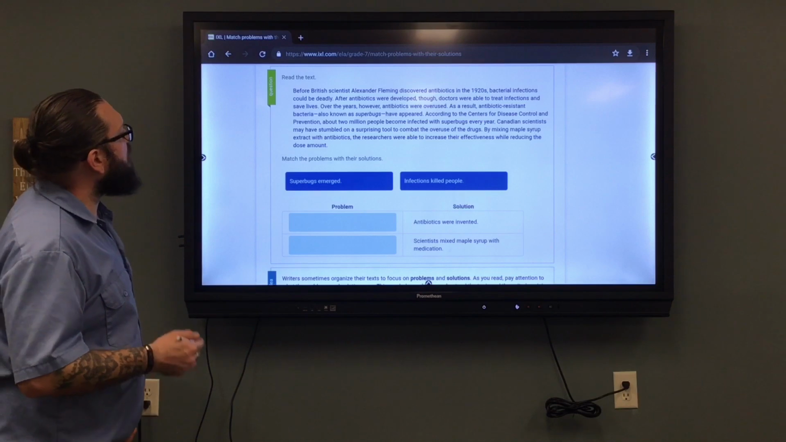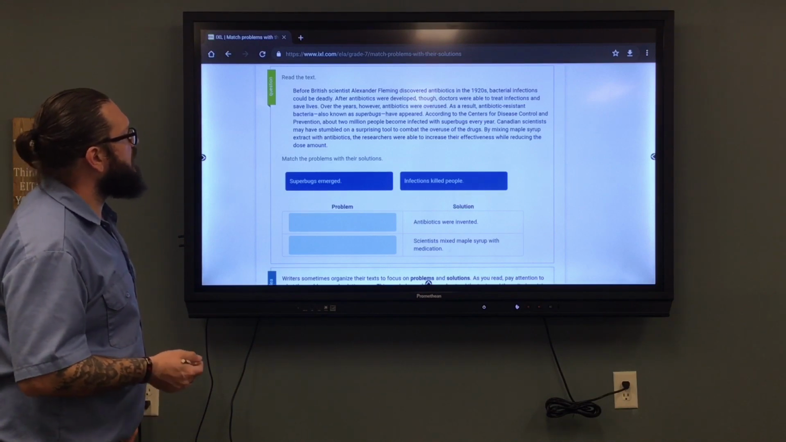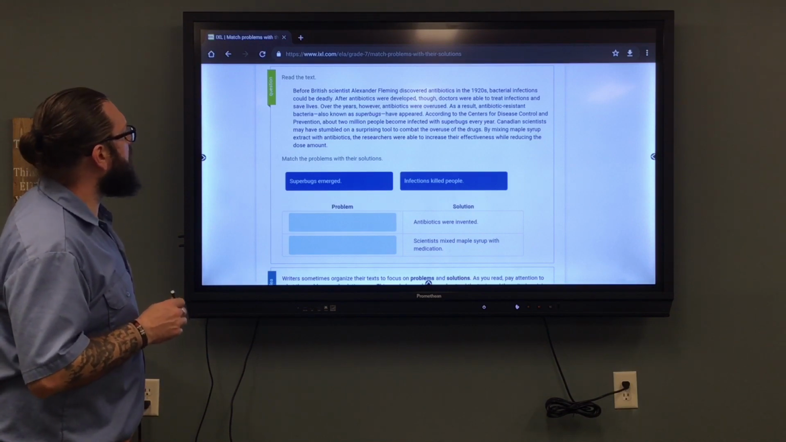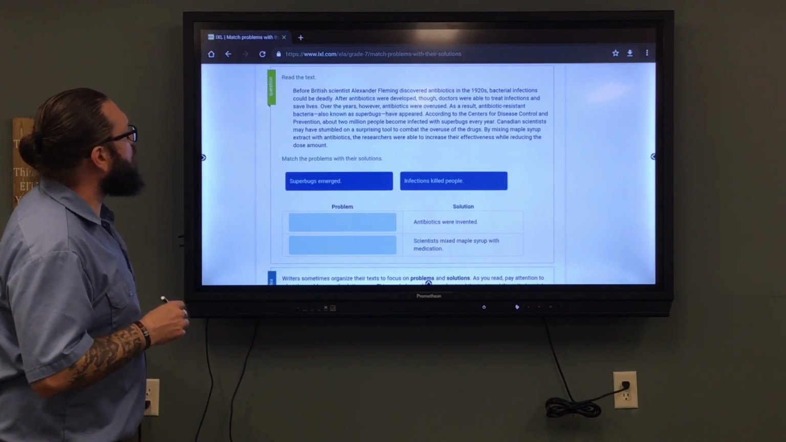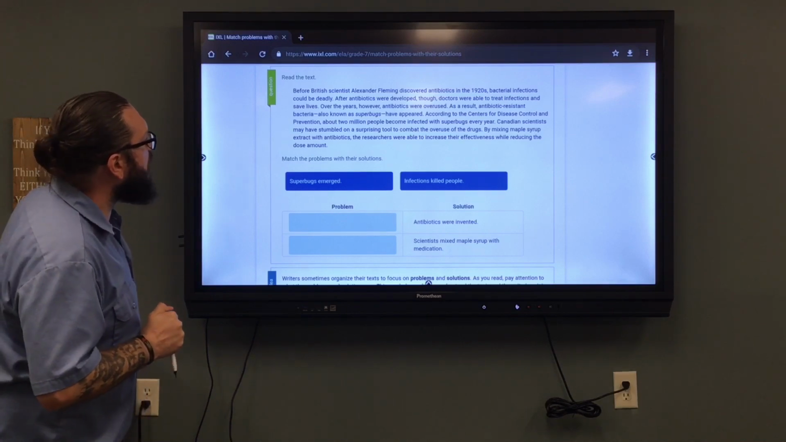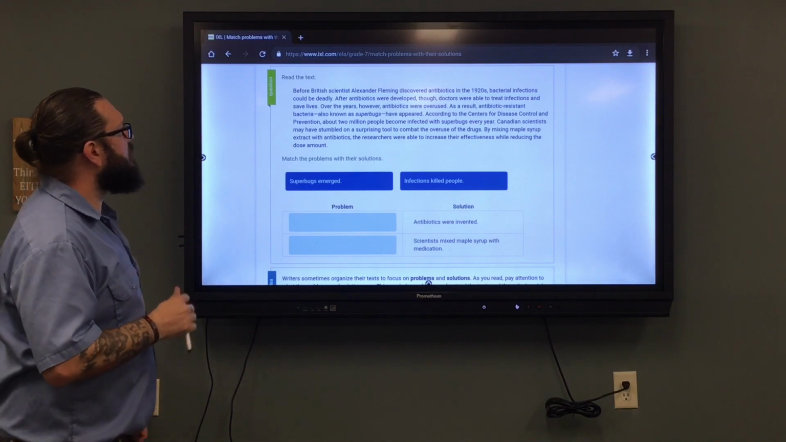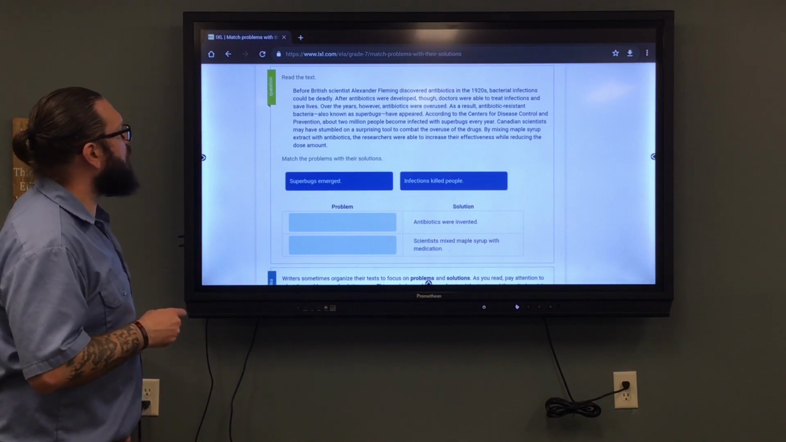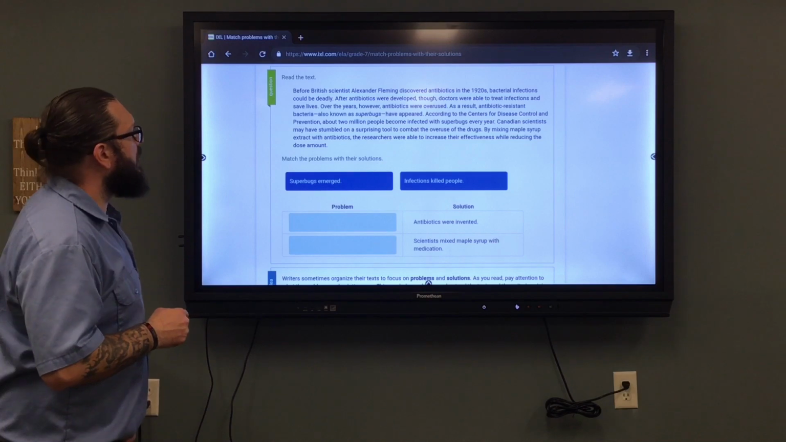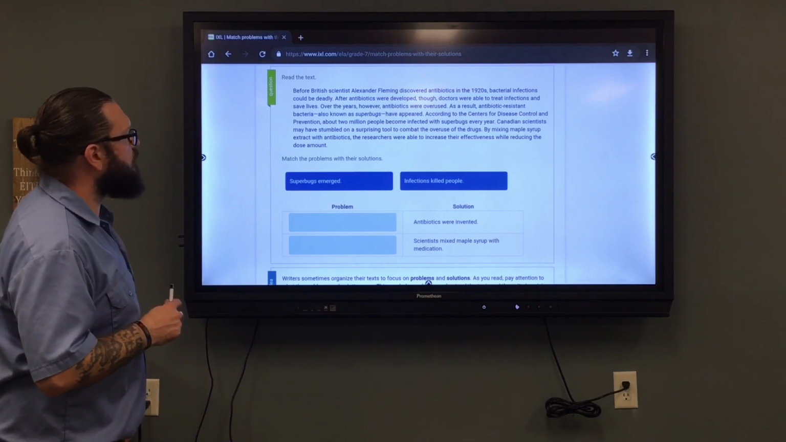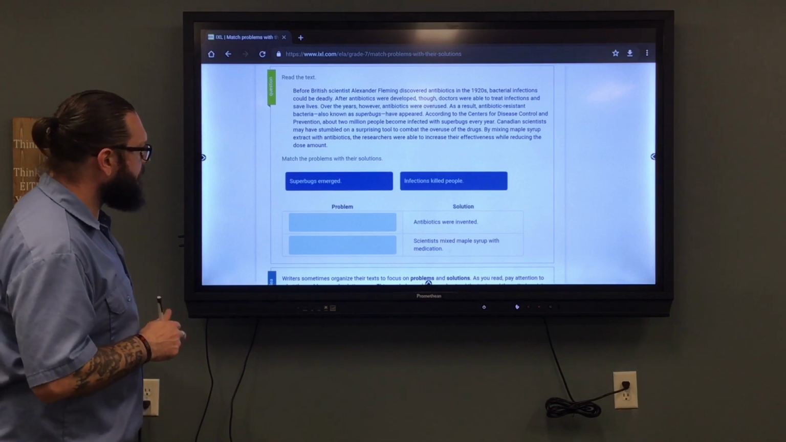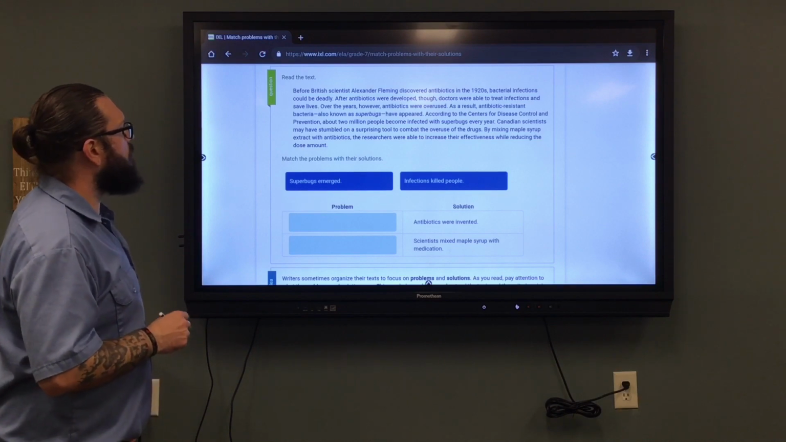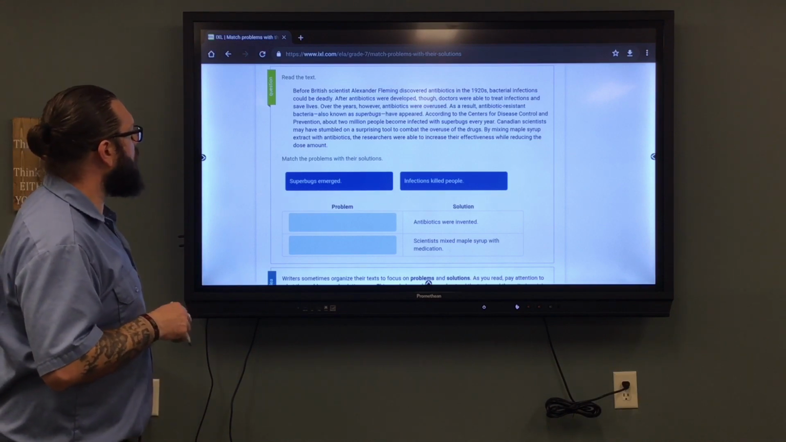Before British scientist Alexander Fleming discovered antibiotics in the 1920s, bacterial infections could be deadly. After antibiotics were developed, though, doctors were able to treat infections and save lives. Over the years, however, antibiotics were overused. As a result, antibiotic-resistant bacteria, also known as superbugs, have appeared. According to the Centers for Disease Control and Prevention, about 2 million people become infected with superbugs every year. Canadian scientists may have stumbled on a surprising tool to combat the overuse of the drugs. By mixing maple syrup extract with antibiotics, the researchers were able to increase their effectiveness while reducing the dose amount.